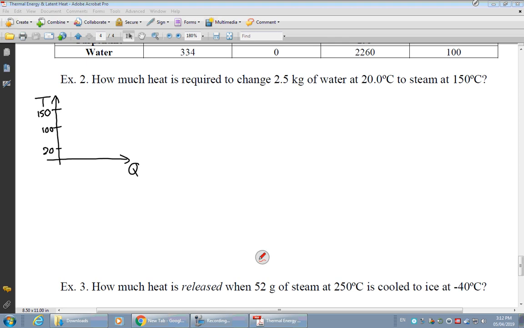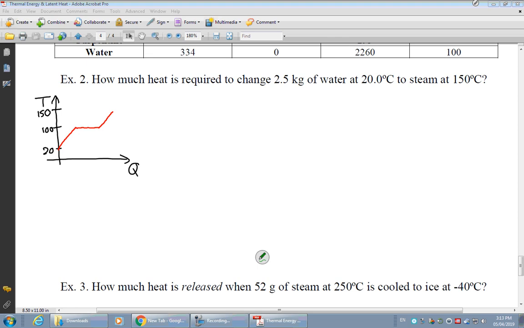So if we sketch out what would happen, well, I add thermal energy to this 20 degrees Celsius water, and it steadily increases all the way up to 100 degrees Celsius. And then it's going to level off for a while from there as it absorbs latent heat, and then eventually when it's all converted into steam, it's going to increase from there until it gets to 150 degrees Celsius. So what this is telling us is that we actually should divide up our calculations into three separate steps.